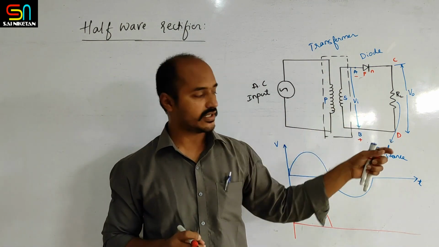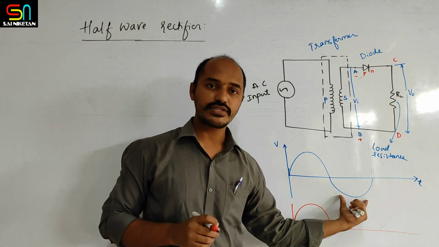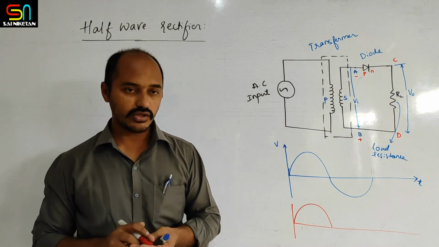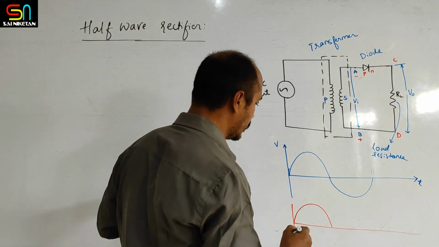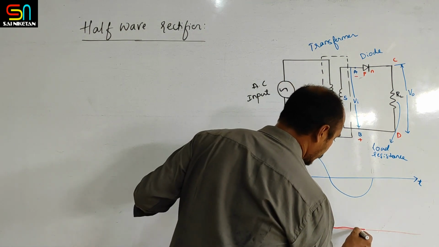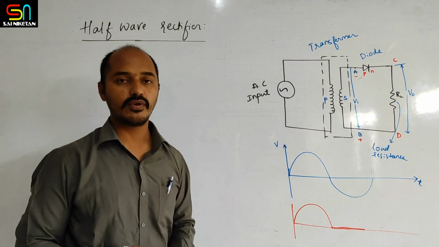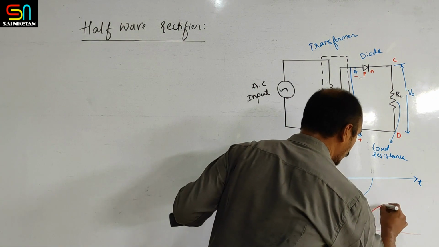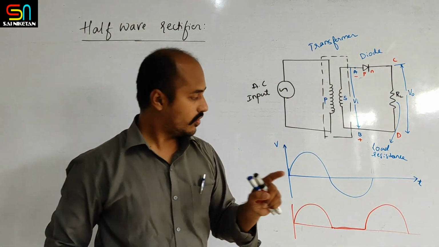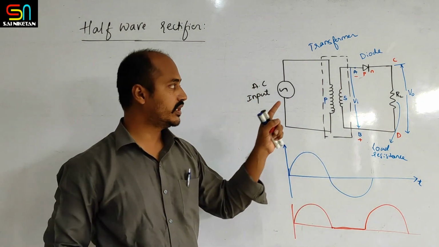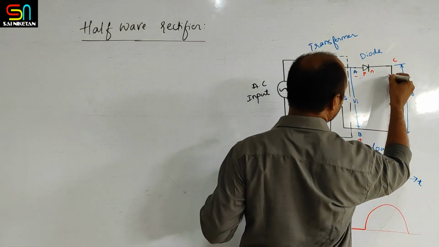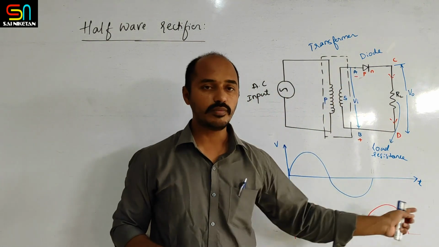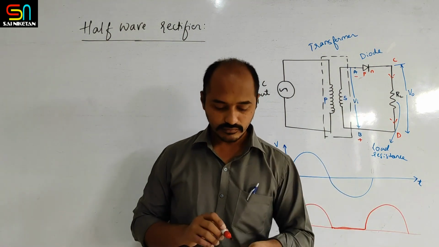So during the second half cycle, or you can say during the negative half cycle, the diode is in the reverse bias condition. Hence it does not allow current to flow through it. It means here a gap will be there, a half cycle's gap. And once again for the positive half cycle, I will get the output, and so on. Whatever current is flowing through the load resistance, it is in the direction of C to D. So the direction of the current is always C to D, meaning only the positive cycle flows through the diode.